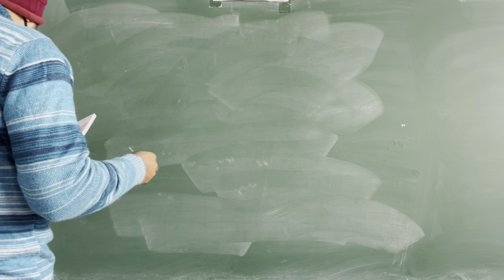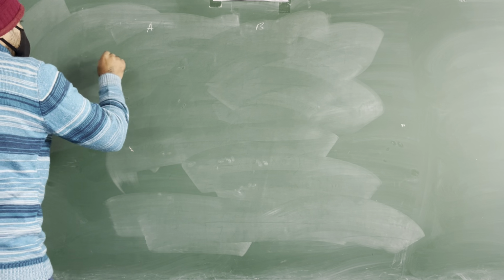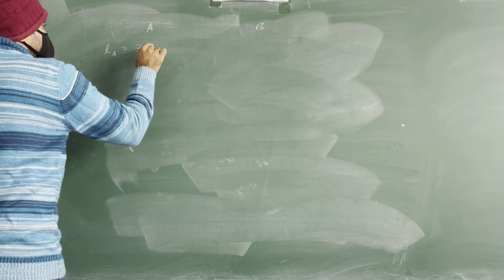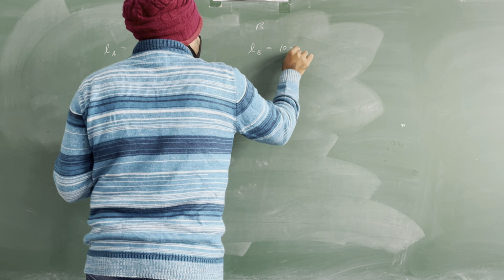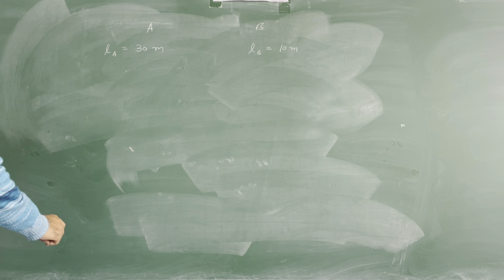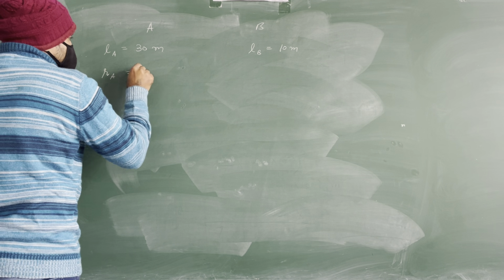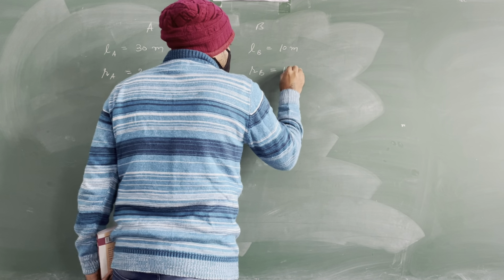Two copper wires A and B. We have two wires A and B of copper having lengths 30 meter and 10 meter. The length of wire A, represented by LA, is 30 meter, and the length of wire B, represented by LB, is 10 meter, having radii of 2 centimeter and 1 centimeter respectively. Radius of A is 2 centimeter and radius of B is 1 centimeter.